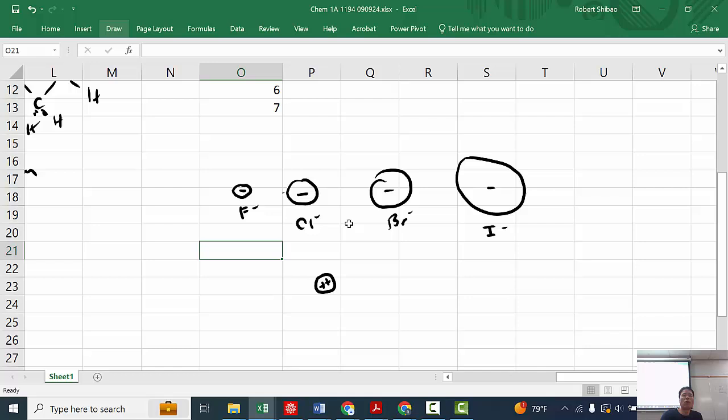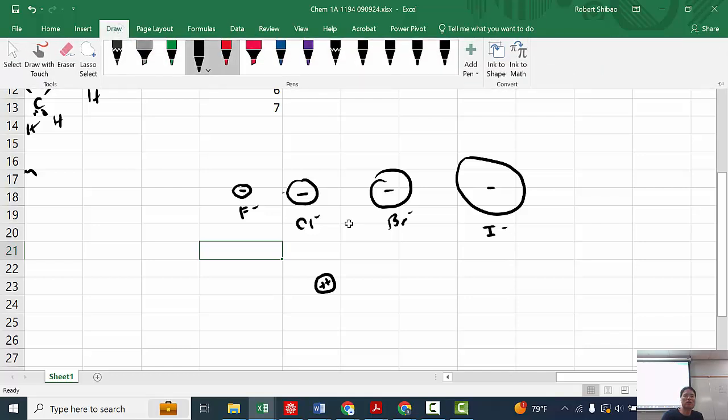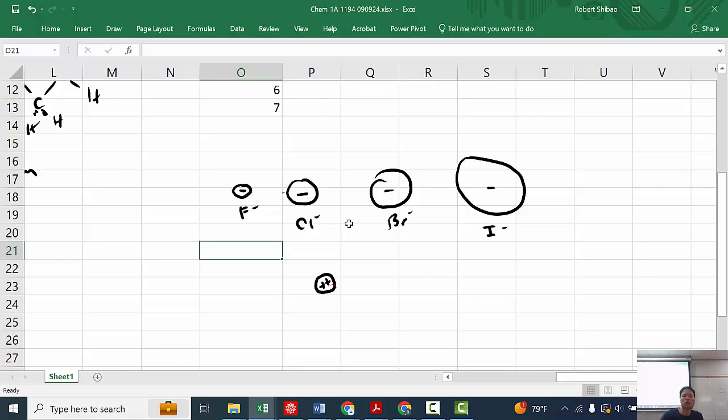Which one of these four will form the strongest attraction to this 2+? Will it be the fluoride, the chloride, the bromide, or the iodide? The fluoride. Why? Well, being closer to the nucleus means it's smaller. So it's smaller. That's the reason why. But why would being smaller make it more reactive?